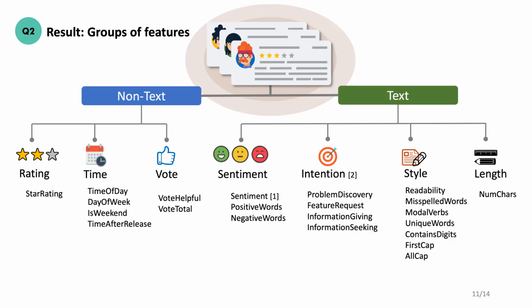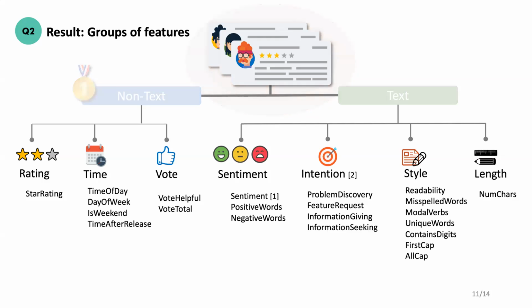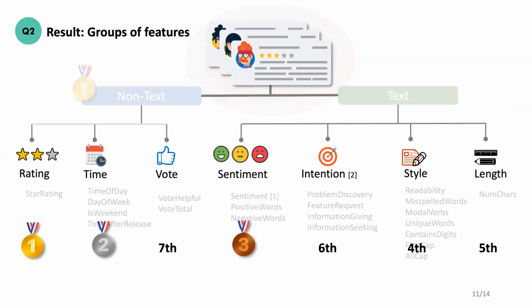For feature importance analysis, we found that of the 2 top-level categories, non-text is more important than text features. For the 7 lower level categories, we found that rating is the most important feature group, followed by the time group, which denotes the posted date time of a review, and then followed by the sentiment group, and then the writing style and length. We found that the intention group did not contribute much to the model prediction. We also observed that the writing style as a group contributes to the prediction.